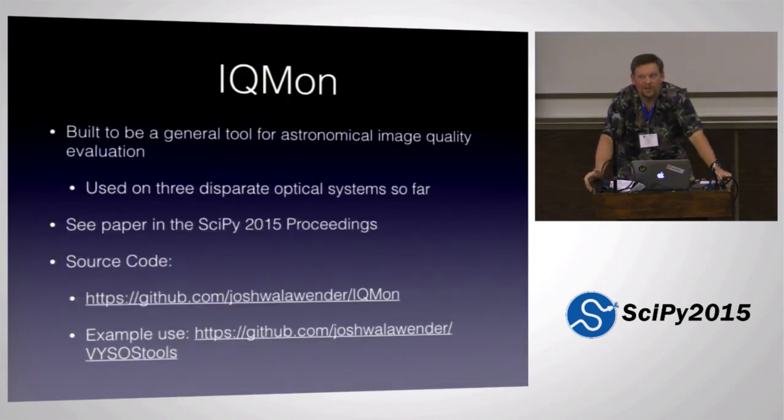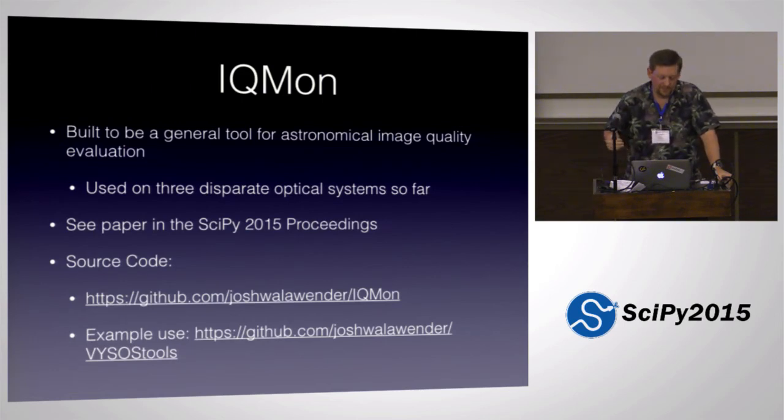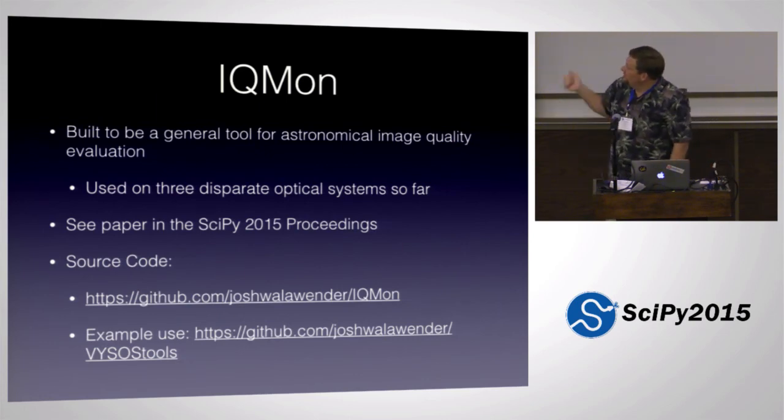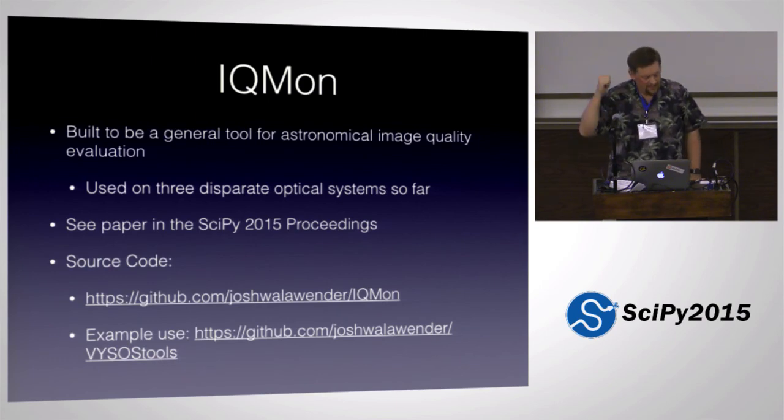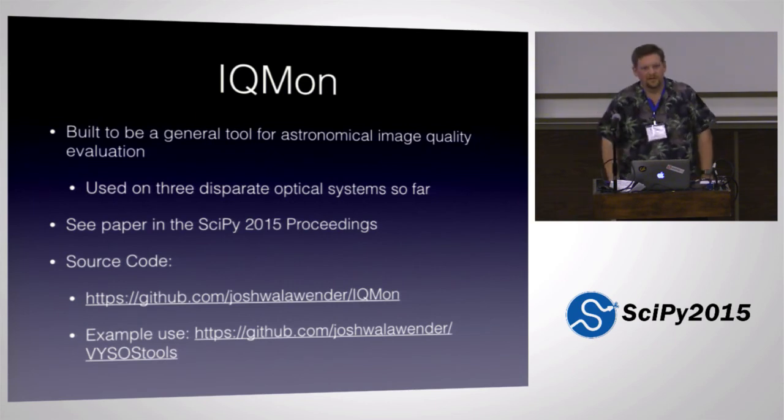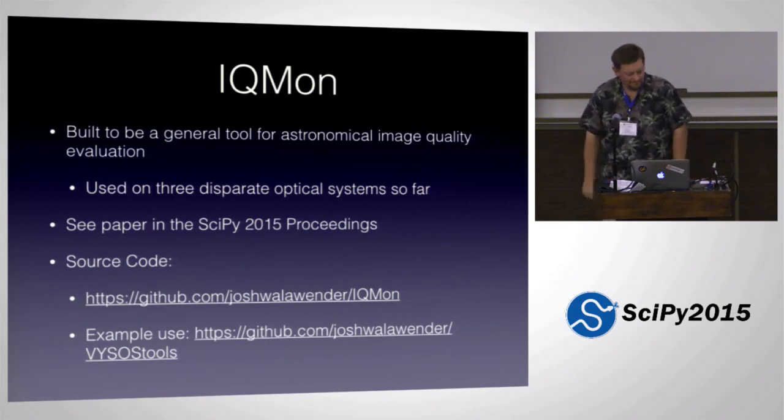So in conclusion, I'm hoping, kind of like the talk just before the break, to recruit users for this. I'd like to see how other people use it. It's been used on 3 different telescopes so far, and in each case it's always provided useful diagnostics about the operation. So there's a paper in the proceedings, source code is on GitHub, and then you can see an example of how it's used with all the customized stuff for the Visos project, which is that other link. Thanks.